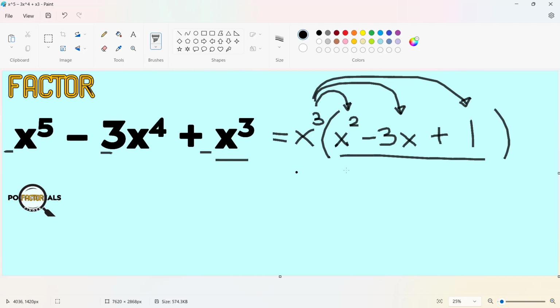This means this is not the final answer. Again, the consideration there is, yes, we have a trinomial, and we need to examine further if the trinomial is still to be factorable. But in this case, it cannot be. So this is now the factors of x to the power 5 minus 3x to the power 4 plus x cubed. It's x cubed times the quantity x squared minus 3x plus 1.